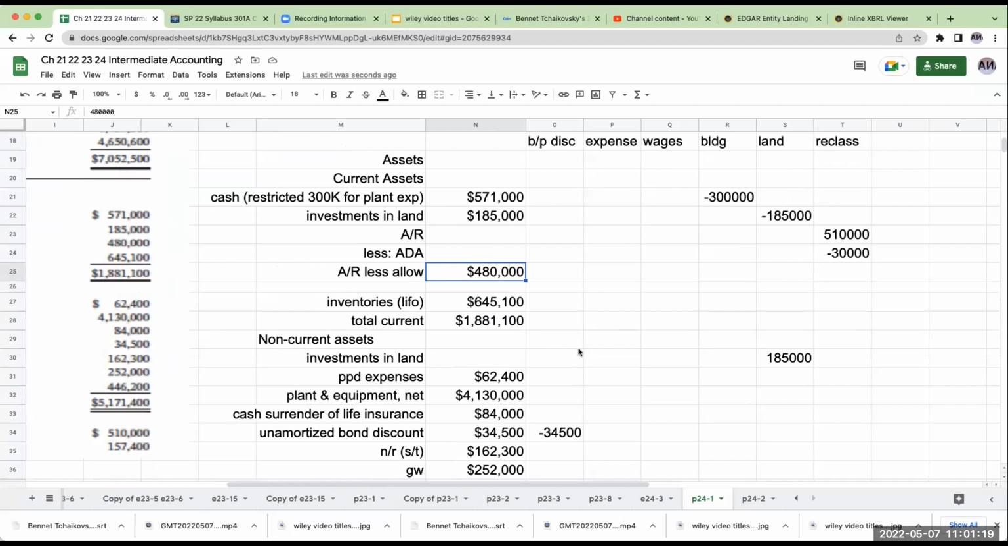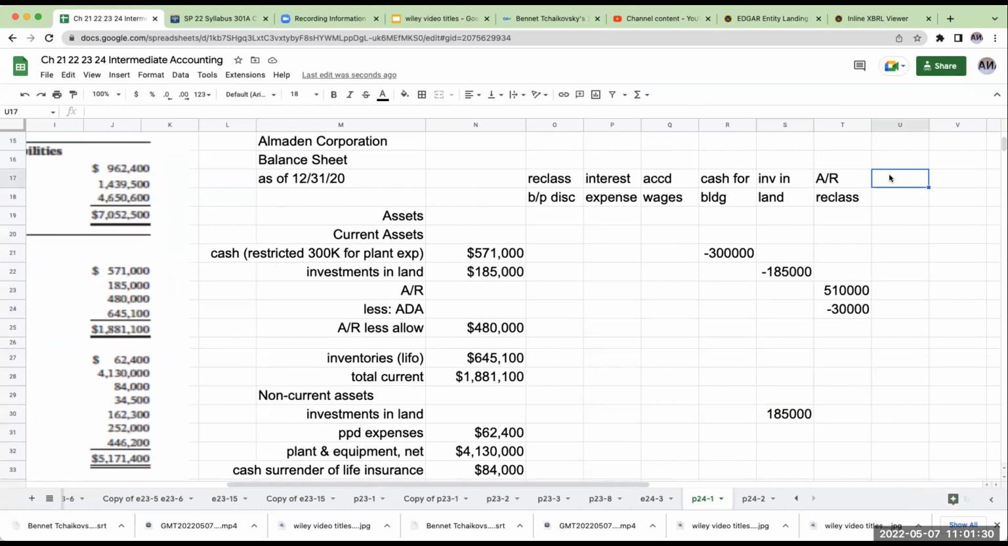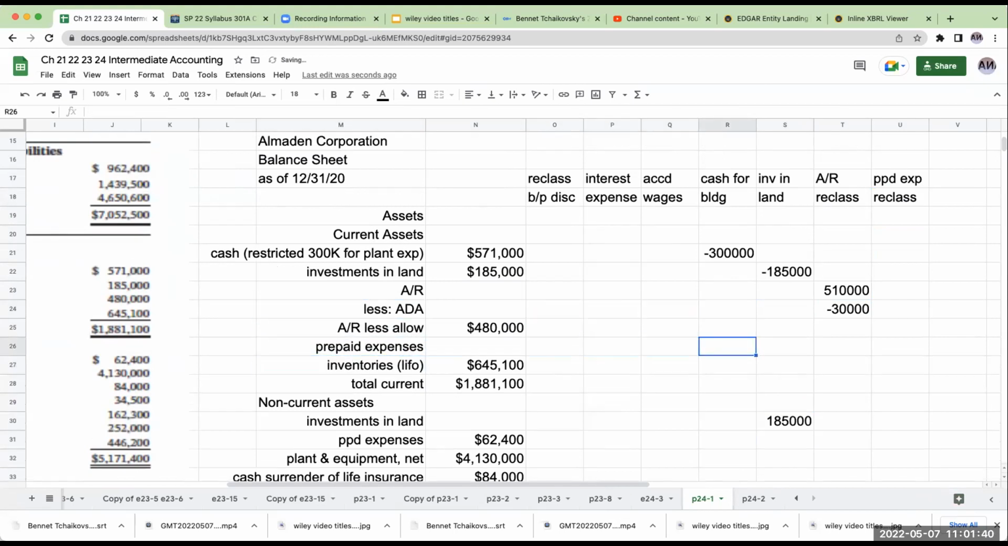Inventories LIFO is fine. Let's now go over here to our total current assets. Investments in land. Okay, so prepaid expenses reclass. If we're going in order of liquidity, prepaid expenses should be 62,400.